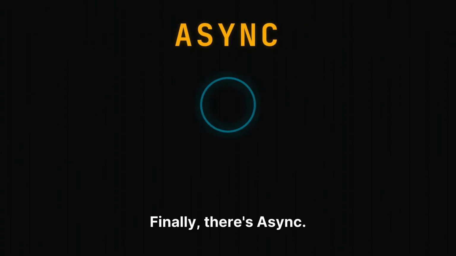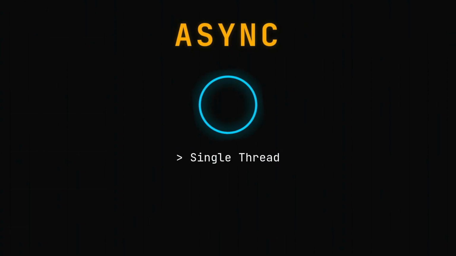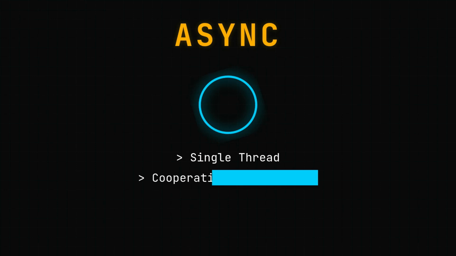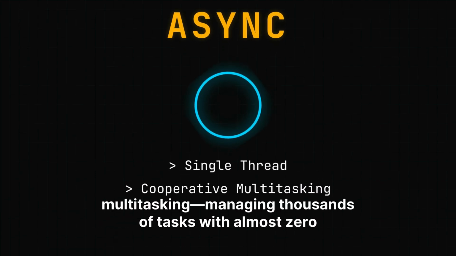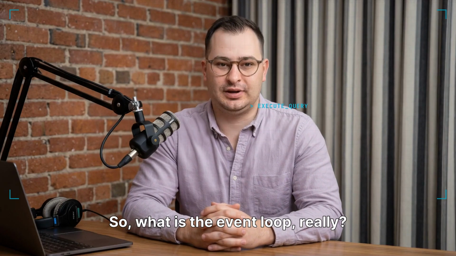Finally, there's async. It uses a single thread, no parallelism at all. What it gives you instead is cooperative multitasking, managing thousands of tasks with almost zero overhead. So, what is the event loop really?